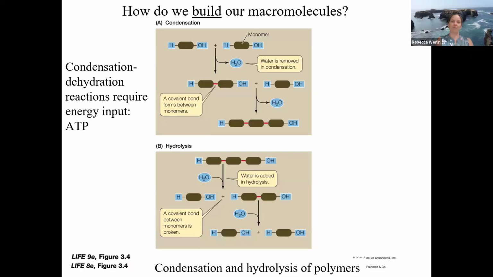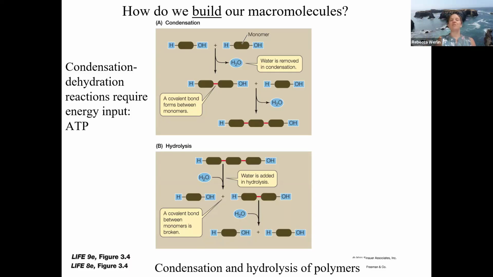So how do we make macromolecules? Well, by joining two monomers, a monomer being the basic building block of macromolecules. Joining two monomers together is called condensation, also known as dehydration. If you think about condensation on your mirror during a shower, it's the same concept. You're condensing or draining out water.